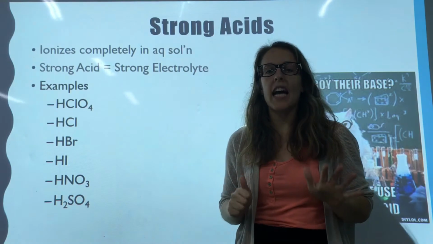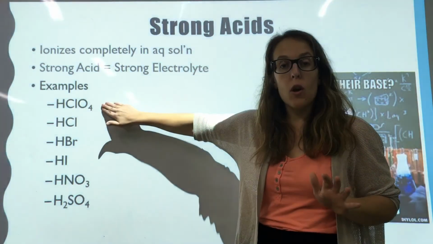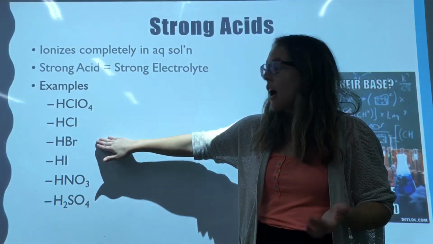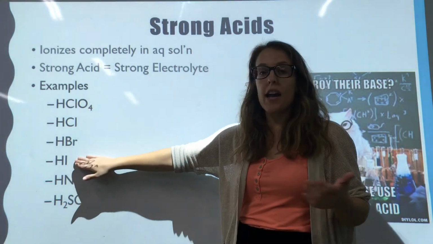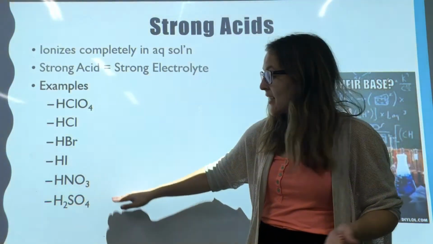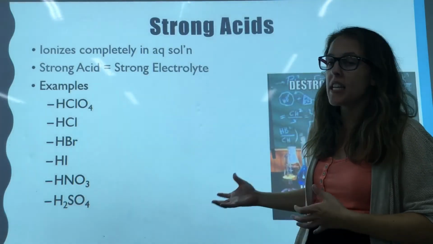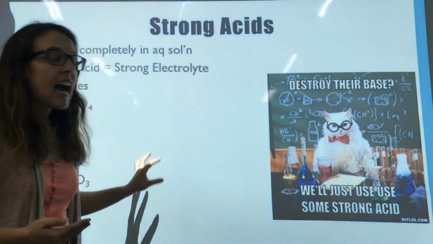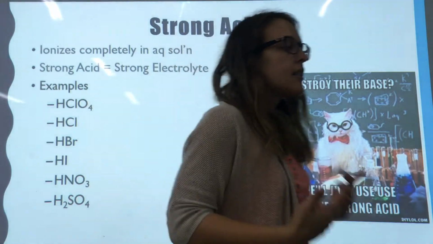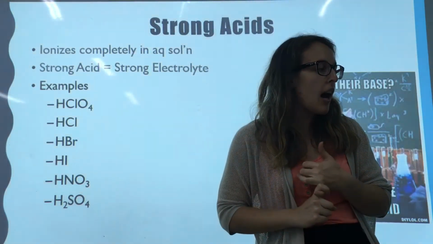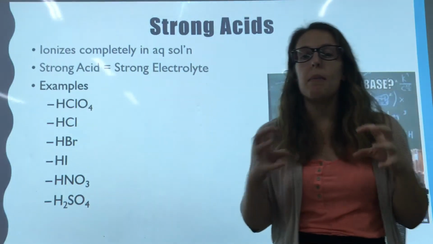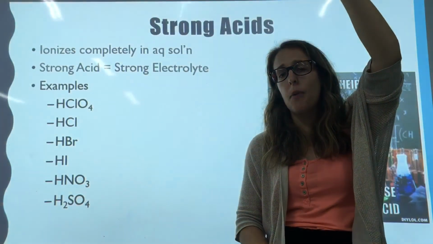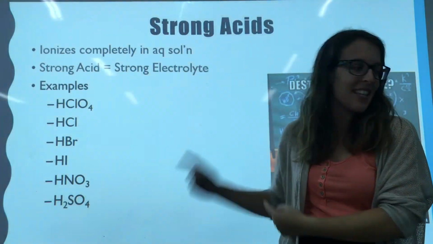There are 6 main strong acids that you need to know. Perchloric acid, HClO4. HCl, hydrochloric. Hydrobromic acid, hydroiodic acid, nitric acid, and sulfuric acid. These you need to know. Strong acids mean strong electrolytes. And acids, the strength of the acid depends upon polarity of the bond and the bond energy. So the amount of energy needed to break that bond. The lower the bond energy and the higher the polarity, the stronger the acid.